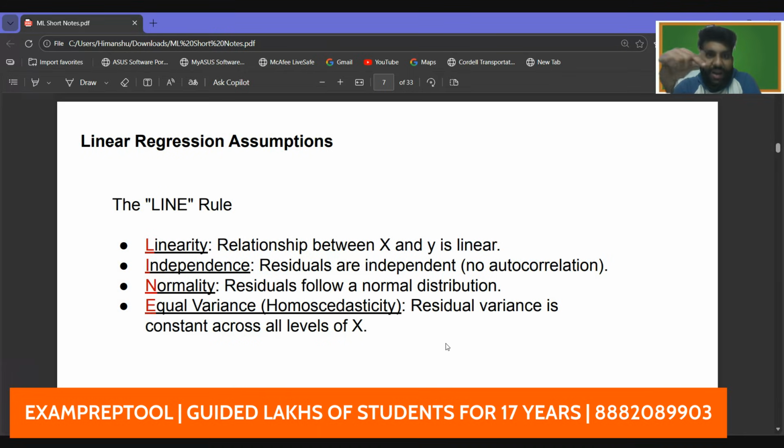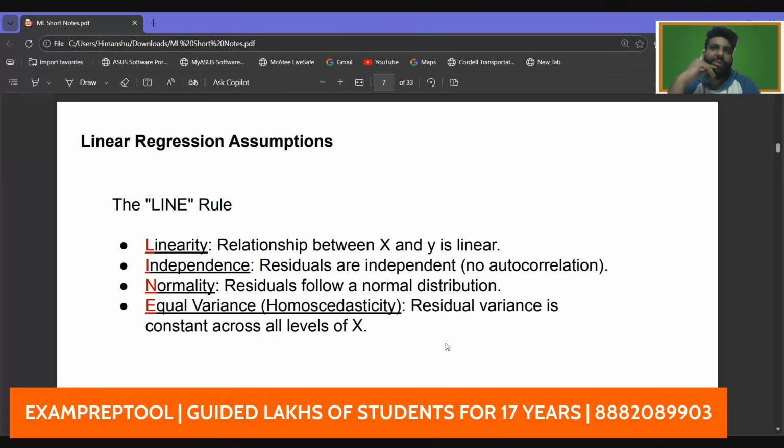Whatever error I'm getting should follow a normal distribution. That means most of the time the error should be around zero, is what we generally want. And there can be some here and there on either side. Like if I'm giving a simple line as a linear regression model, as I go far from the line, I shall be getting a smaller number of actual data points. That means the overall number of points should decrease when I go far from the line. Okay. Because the error also would increase.